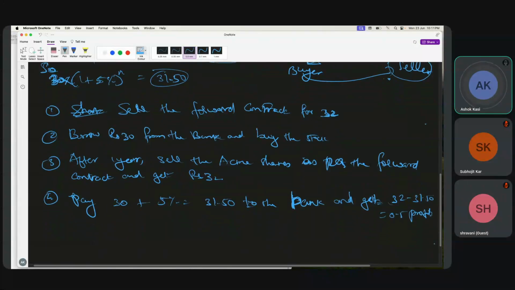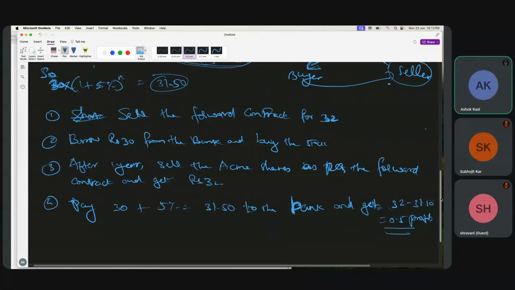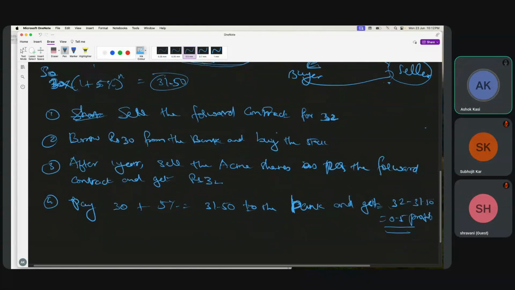Okay, this is called arbitrage. What do you mean by arbitrage? Arbitrage means you are entering into both buy and sell at the same time, and you are taking advantage of the price discrepancy. So here, price discrepancy was existing. It was not following the no arbitrage price. So whichever you have sold here, at the same time you have bought the stock also. So net you see you have got 0.5 profit.